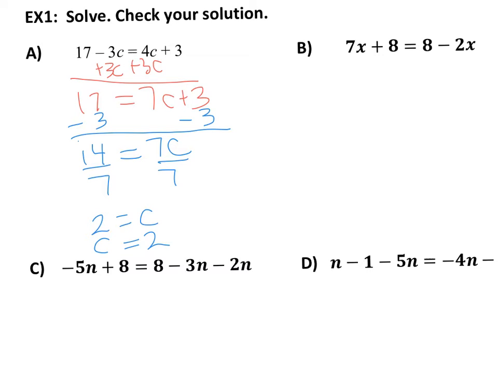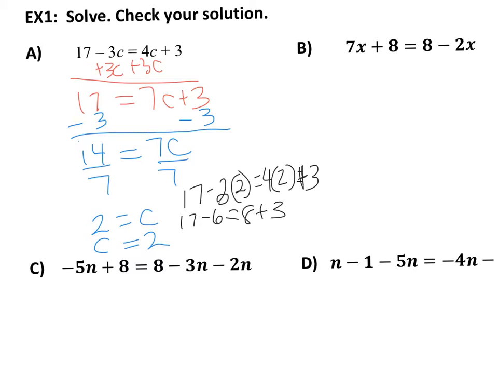But now let's check our solution. So in this case, I'm going to substitute in 2 for c, so 17 minus 3 times 2 equals 4 times 2 plus 3. So now I have 17 minus 6 equals 8 plus 3. 17 minus 6 is 11, 8 plus 3 is also 11. So our solution checks out, and c really is 2.